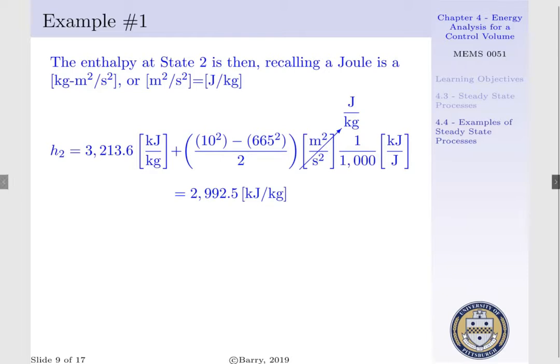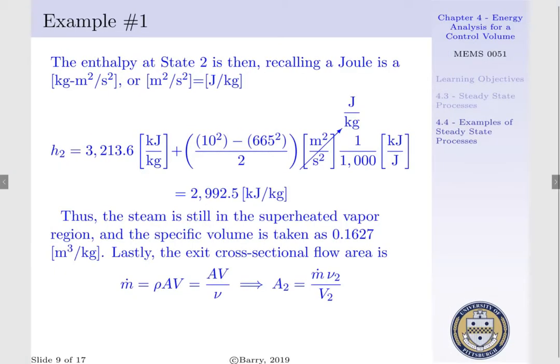If we look at our steam tables based upon our pressure of 1,500 kPa and our given enthalpy, we still exist in our superheated vapor region. Thus, we can pull our specific volume from our superheated steam tables as 0.1627 meters cubed per kg.